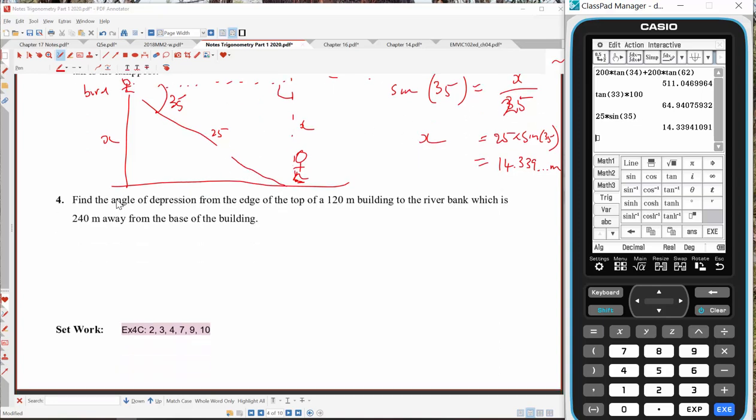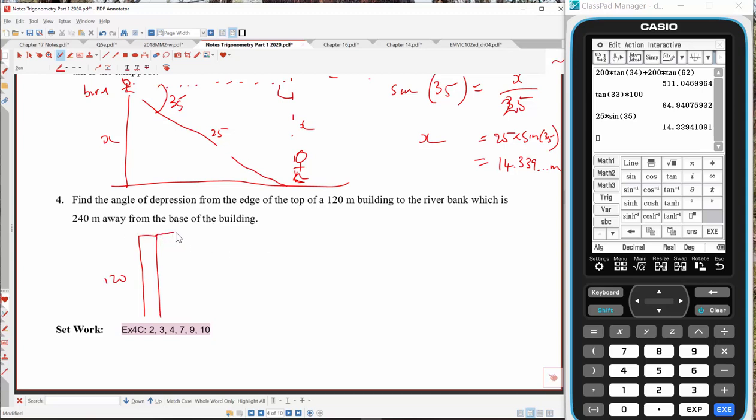Okay. All right, find the angle of depression from the edge of the top of a 120-meter building. So we're on some sort of skyscraper here. And the angle of depression from the edge of the top of a 120-meter building, so that's how tall that is, which is 240 away from the base of the building. We want the angle of depression.